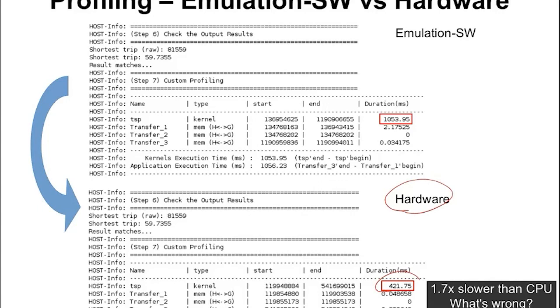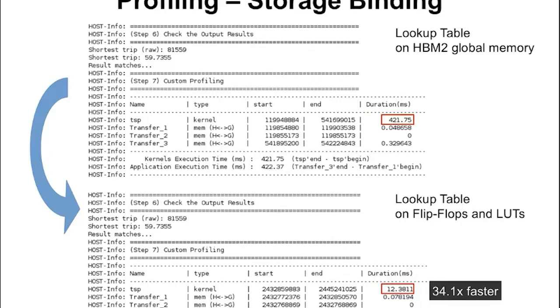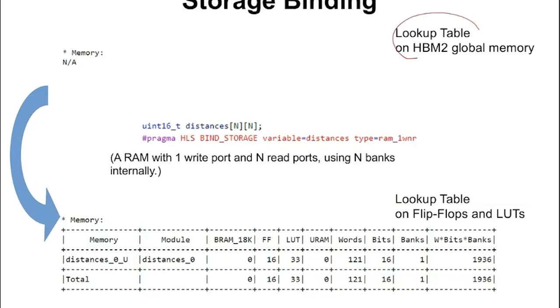What's wrong here? Because in the original version, I do not use the storage binding. I directly access this lookup table on the global memory of the device. So it will be very slow because of the distance between the logic and the global memory.